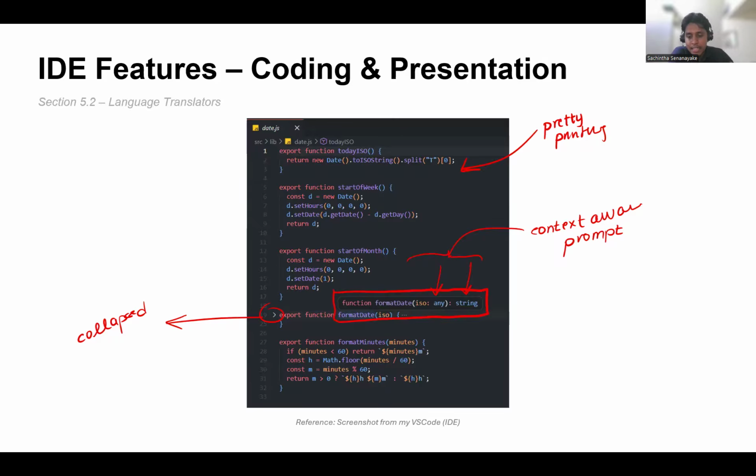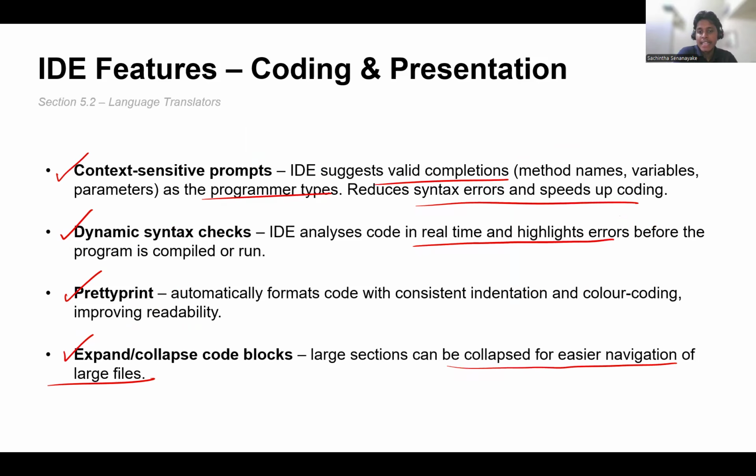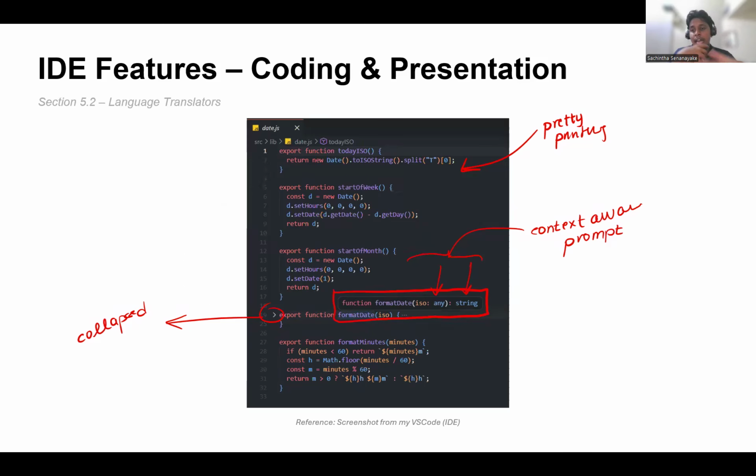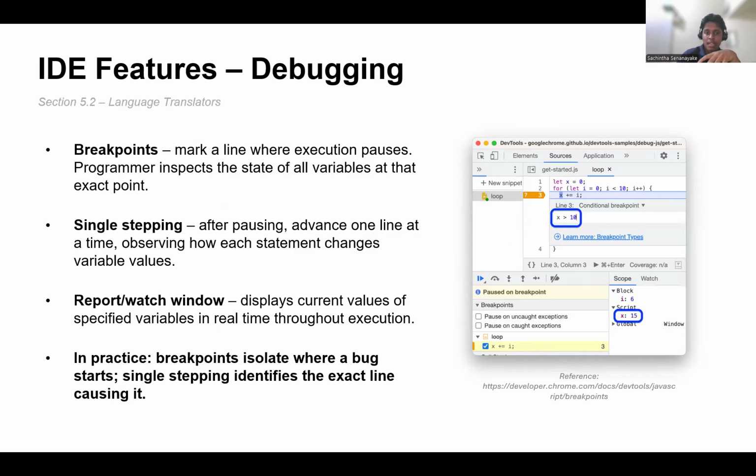So that's that. Then last but not least, dynamic syntax checks is not visible through this screenshot because dynamic syntax checks happen when you run your code, or while you type your code for that matter, where the IDE is able to analyze the code in real time using these things called language servers and highlight any errors as you type your code. So yeah, that's that.